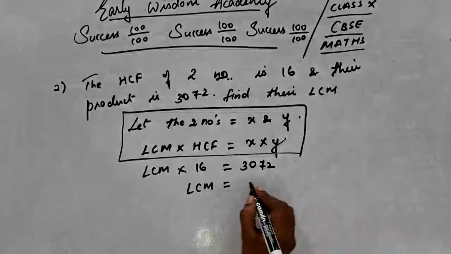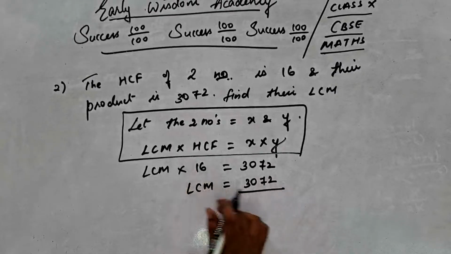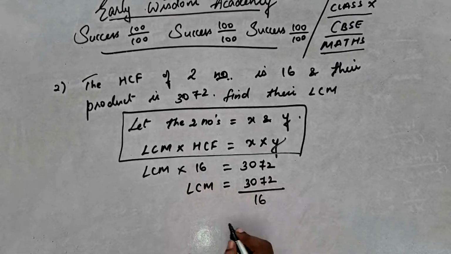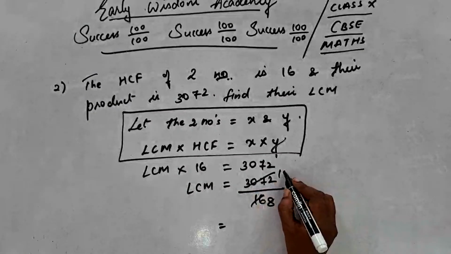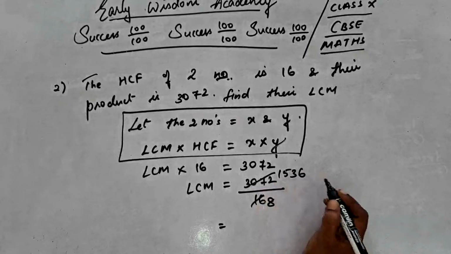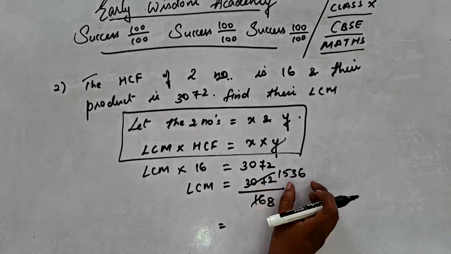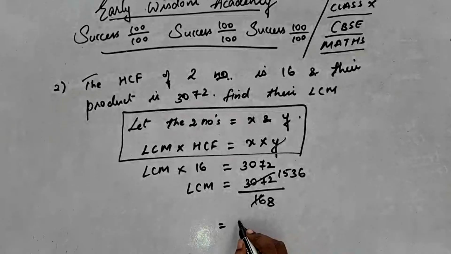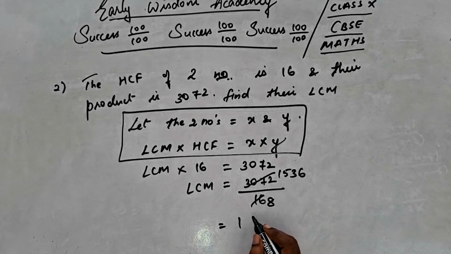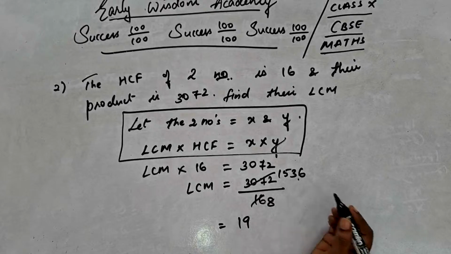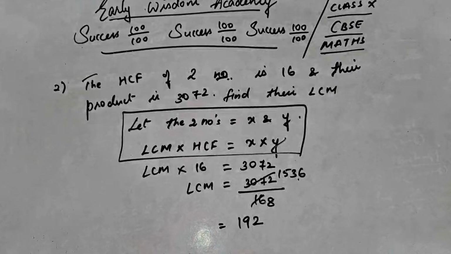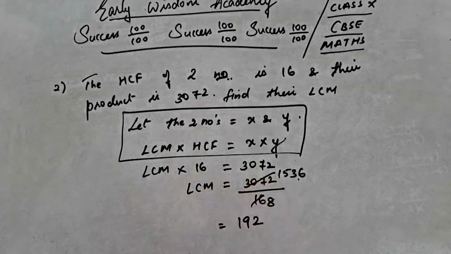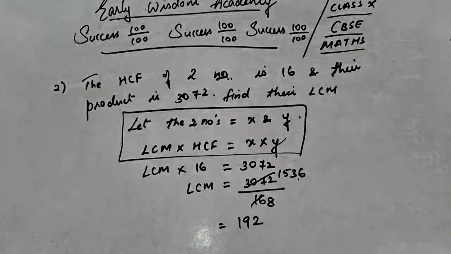Now, LCM is equal to 3072. On transposing, it becomes divided by 16. That is equal to, 2 eights are 16, 3072 divided by 16. 30 is divisible by 16, 16 ones are 16, remainder 14... Therefore, the LCM of these two numbers is 192. So this formula is very important. Okay.